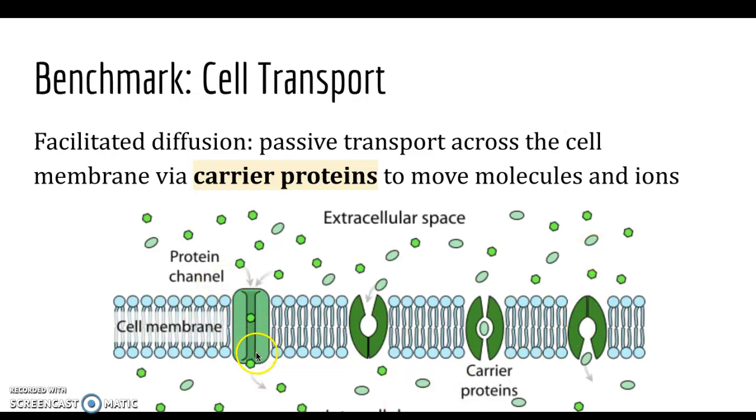So in this model here, we can see that these green channels, or these green circles in the cell, are proteins. They represent proteins, and their exclusive job is to transport materials in and out of the cell that are not able to pass directly through the membrane.